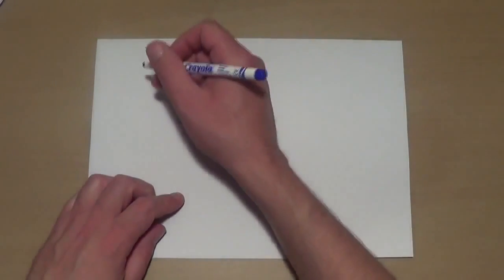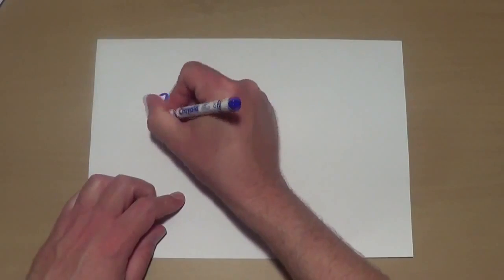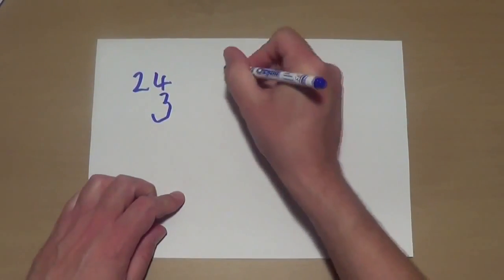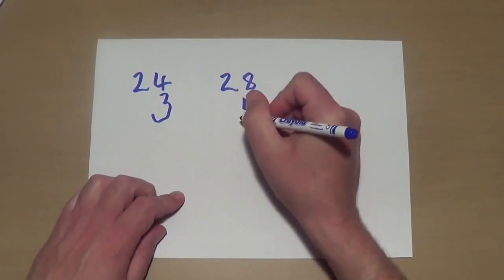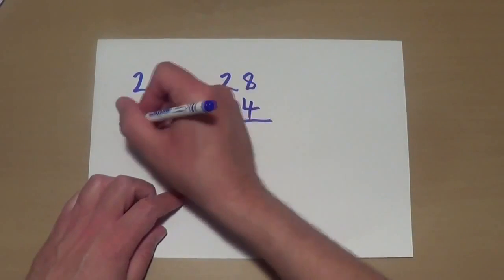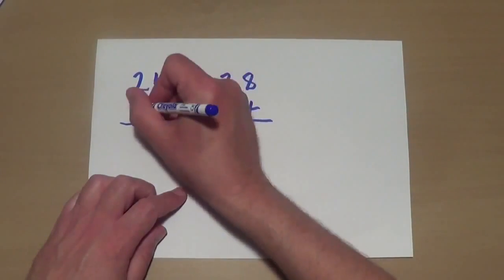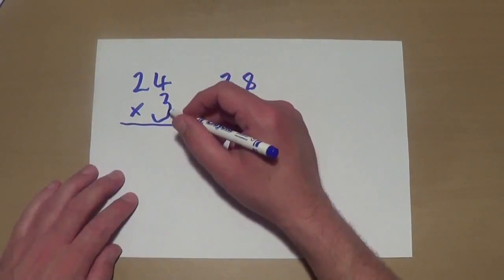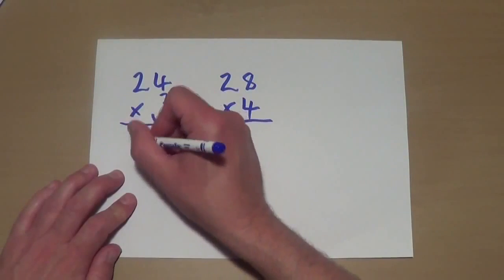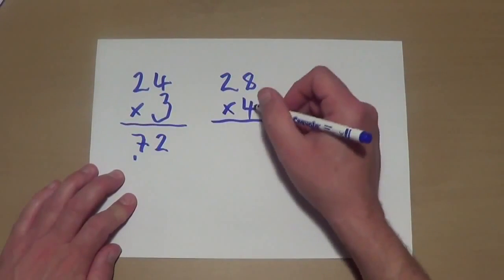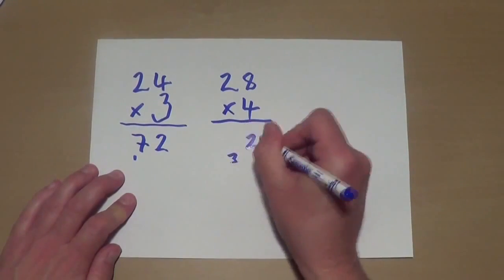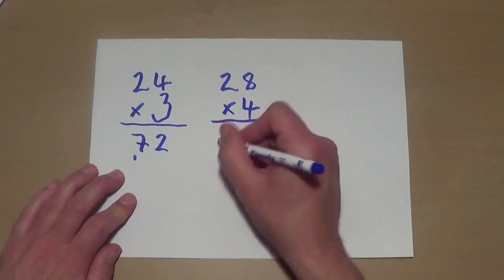Teachers organised activities for 3 classes of 24 pupils and 4 classes of 28 pupils. What was the total number of pupils involved? Okay, right, so first thing we need to do is multiply these two sums. So 3 times 4 is 12, carry the 1, 3 times 2 is 6, add the 1, so that's 72. 4 times 8 is 32, 4 times 2 is 8, plus the 3 is 11.